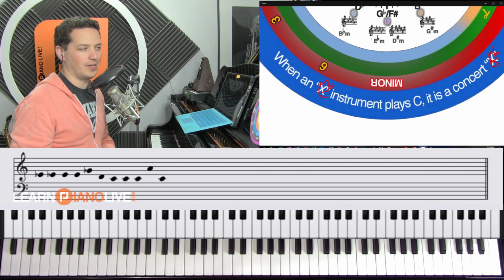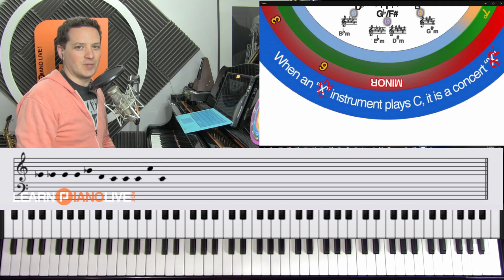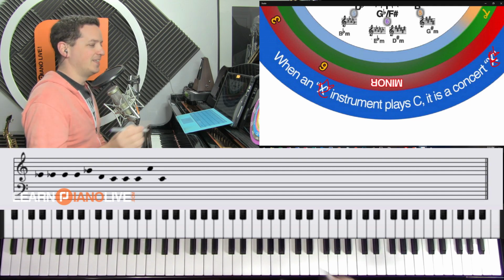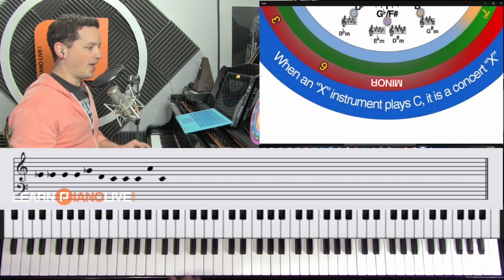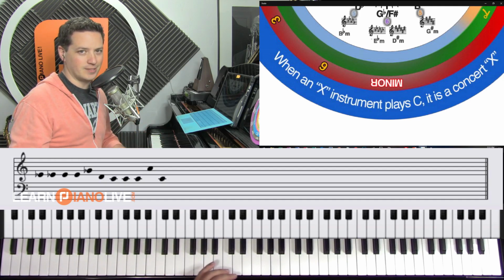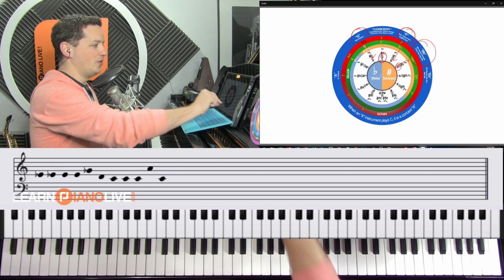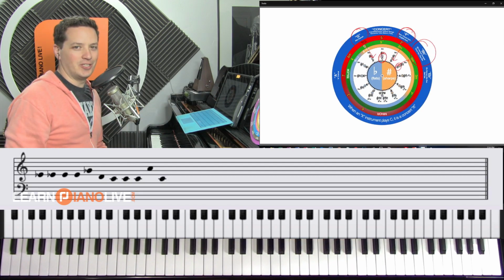And for a lot of you, you're like, okay, why is that so hard to remember? It just is. For some reason, the human brain doesn't want to hold this one sentence. So whatever the instrument is, if it's a B flat instrument, then when a B flat instrument plays a C, it's a concert B flat. Okay, well, you're likely not going to remember that, even though it seems simple and you think that you will. It's written on your circle of fifths for you.